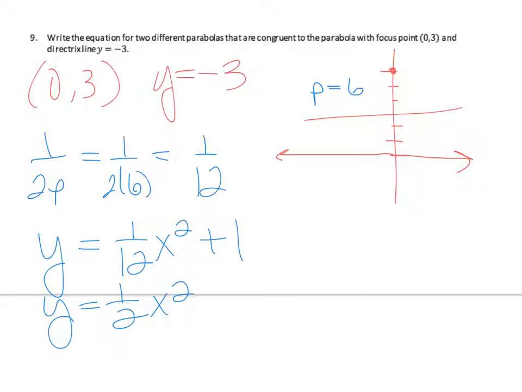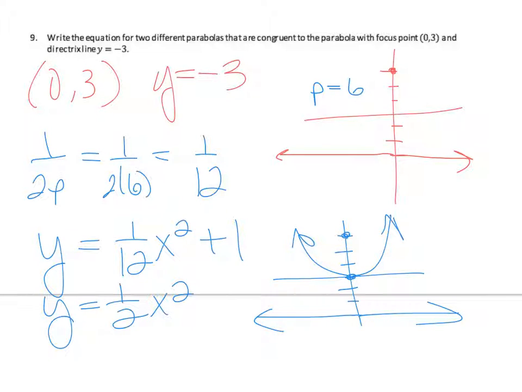If you graphed those, you would be on the origin going up. That is this equation, and the plus 1 would just be your vertex translated up 1 unit. Your focus would also transfer up, and your directrix would also transfer up.